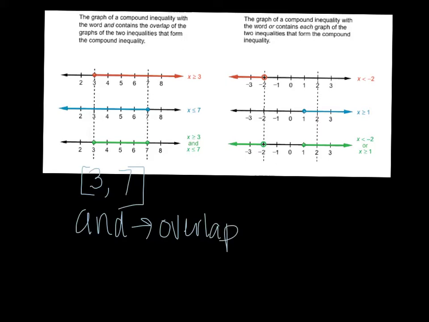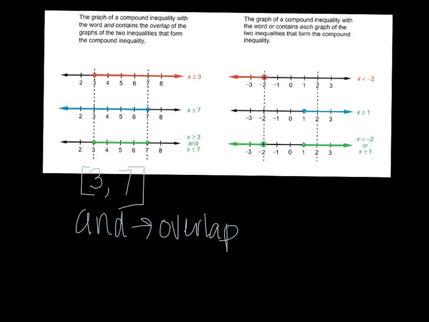Now, the next one is when we have an or. So right here we have x is less than -2 or x is greater than or equal to 1. So again, we graph them. The first one, x is less than -2. The next, x is greater than or equal to 1. And the graph on this one, on or, is just going to be both of them put in one graph together.